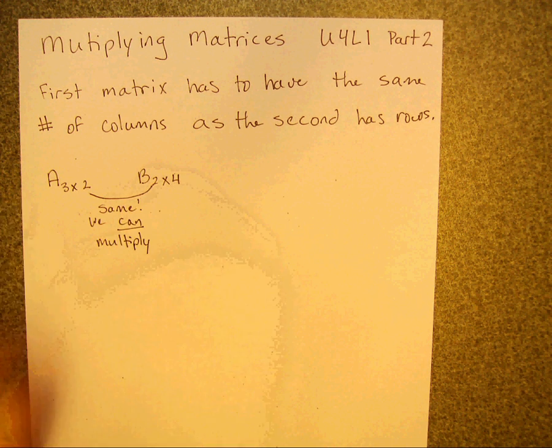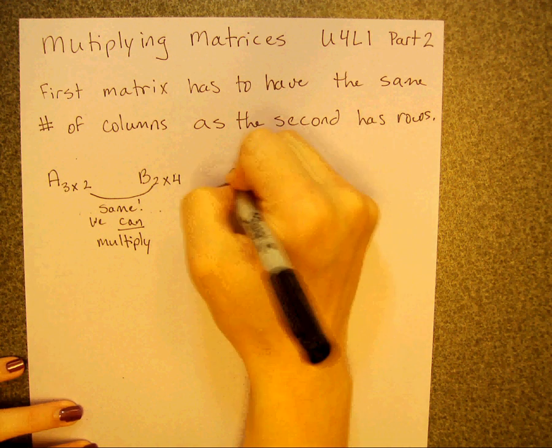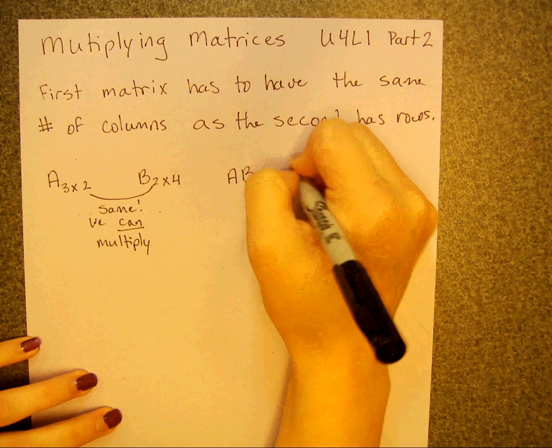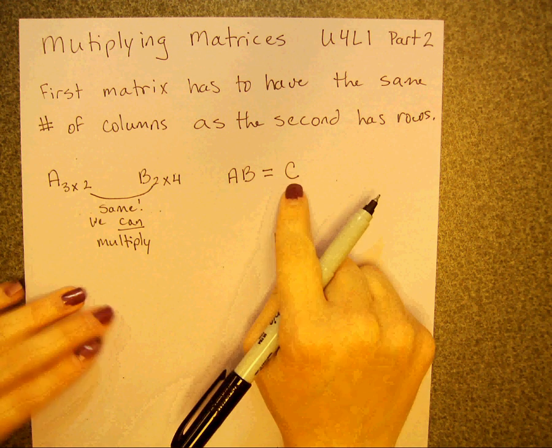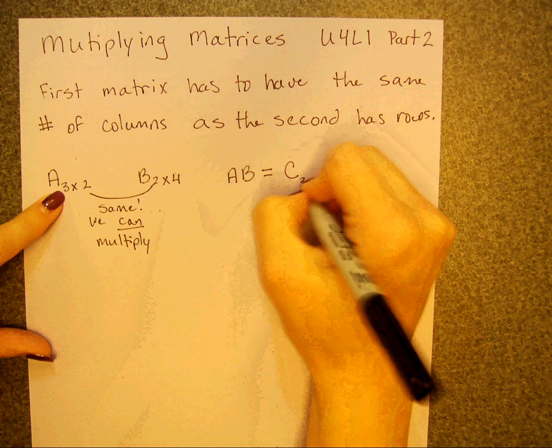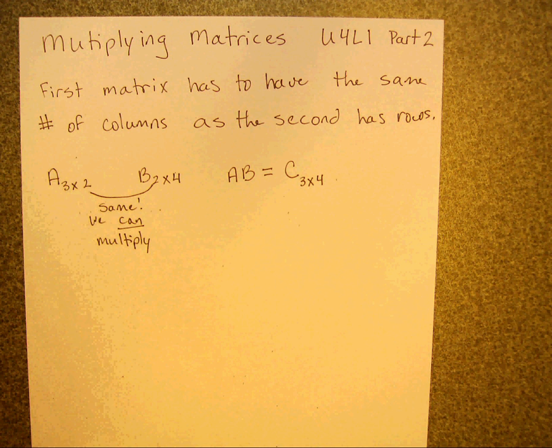And when we multiply them together, in this case A times B, we're going to get a new matrix. We'll call it matrix C. And the dimensions of my new matrix will be the outside dimensions. So my new matrix will be a 3 by 4. So it kind of gives you an idea of what your new matrix will look like.